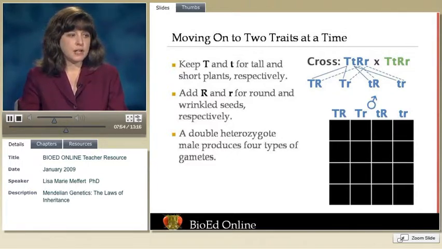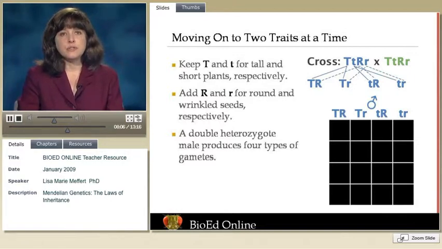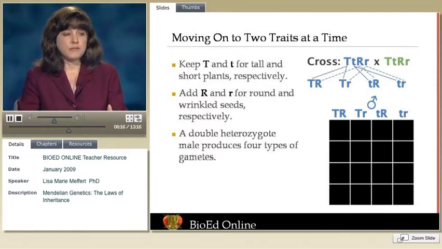In this case, we're going to keep the big T and the little t symbols for tall and short plants. And now we're going to look at the seeds. Do you have round or wrinkled seeds? In this case, we're going to use a big R for round and a little r for wrinkled seeds. Now, he started with the pure line, so we're going to go to the point where we've got those individuals that are heterozygous for the tallness and heterozygous for the roundness. They are derived from pure breeding lines, so we know that each individual has one big T, one little t, one big R, one little r.